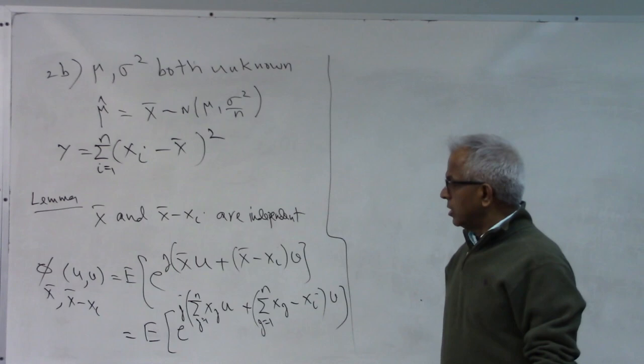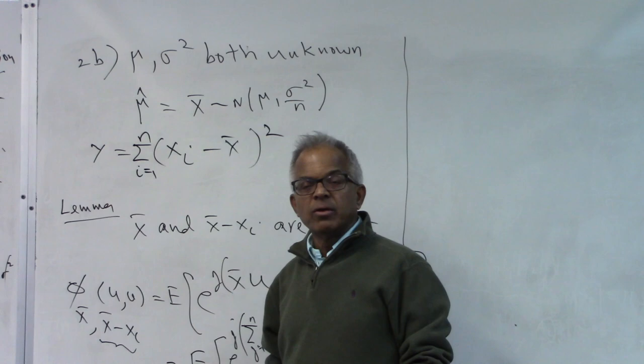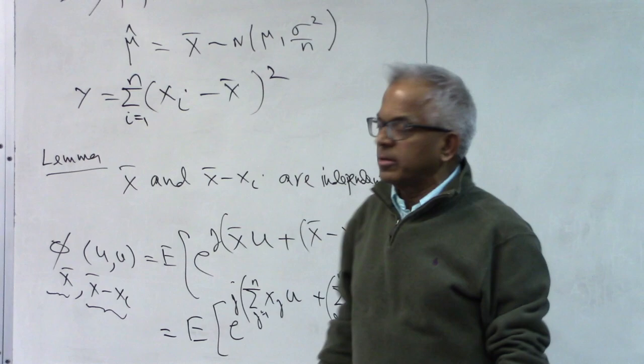So you see, look at the logic. This random variable is associated with the u. This whole random variable is associated with the variable v. I'm just showing you ideas. So any time you want to show two random variables are independent, if you can show that this function ultimately splits into u and v, then they are independent. That's what I am going to show. So phi of uv.